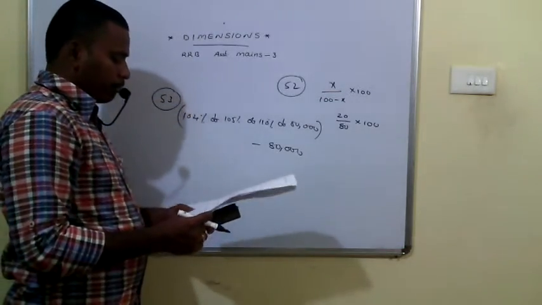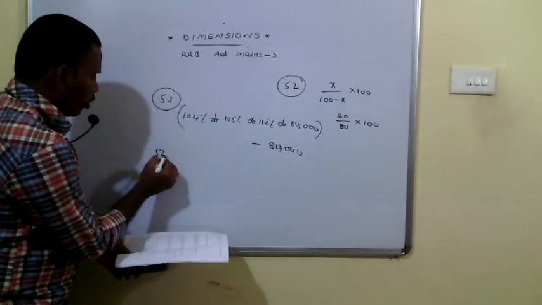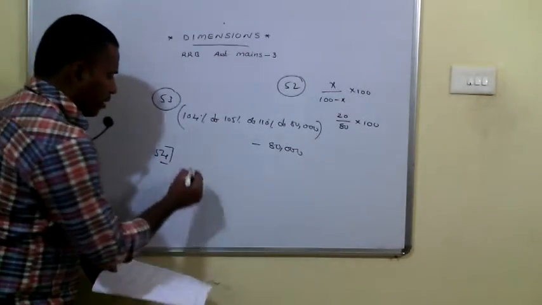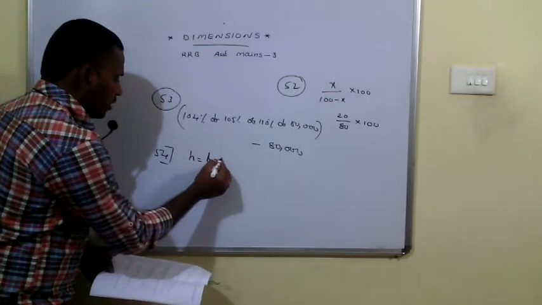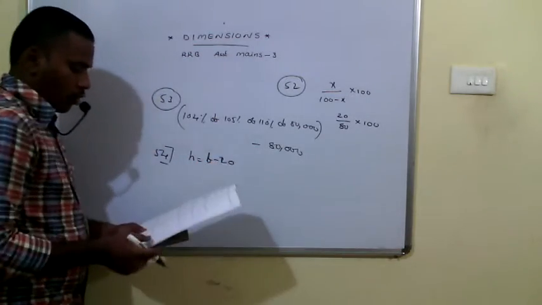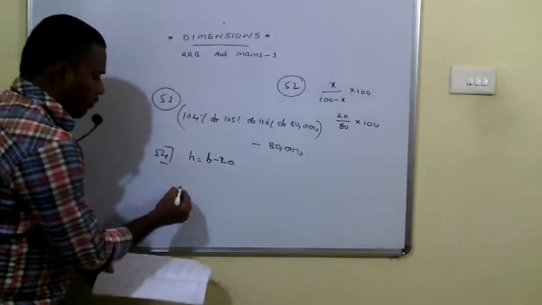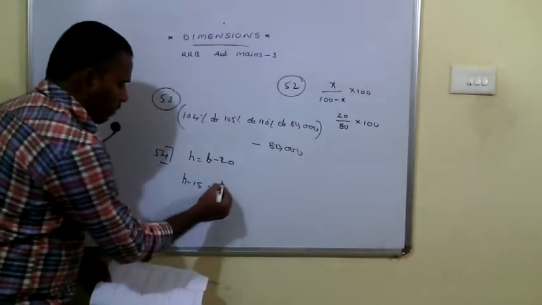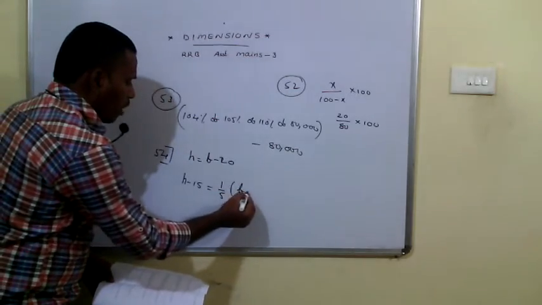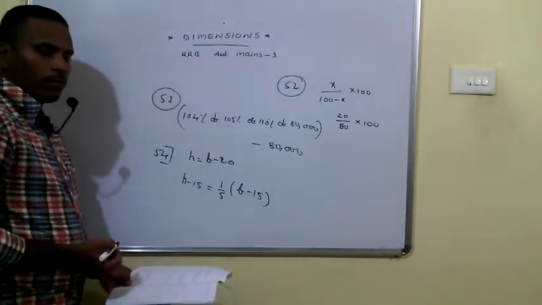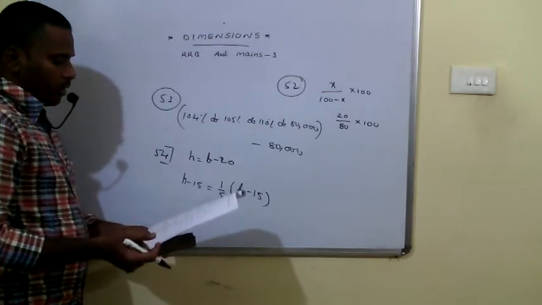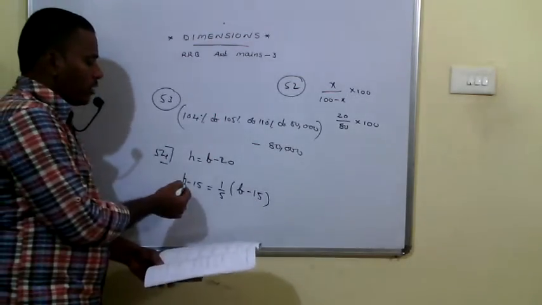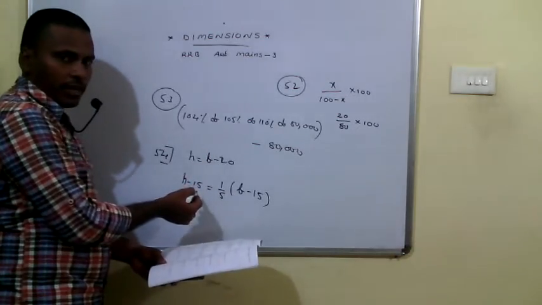Okay. Then coming to the 54th problem. It is given that Harika is 20 years younger than her father. So Harika's age is father's age minus 20. Fifteen years ago, Harika's age is h minus 15, and that is 1/5 as old as her father. So 1/5 of f minus 15. They asked us to calculate the age of the father now. That means we have to find the f value. So replace this h with f minus 20. That means f minus 35.